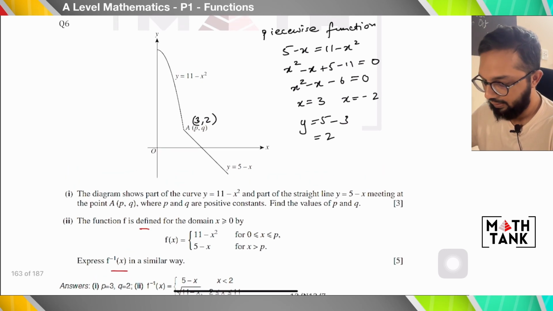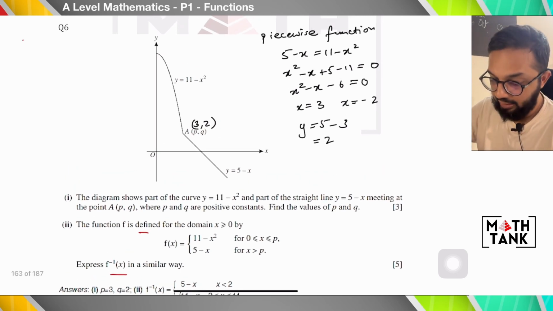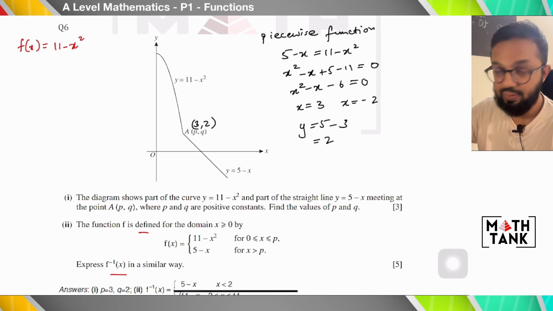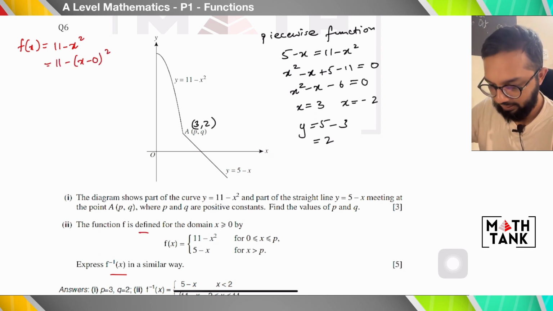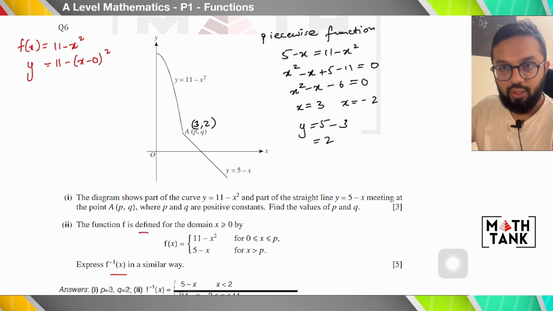The function f is defined for this. Express f inverse of x in a similar way. So I am going to start making the inverse since it's divided into two parts. The first one is a quadratic. So what I'm going to say is that I can see that this is already the completed square form. I can write it as x minus 0 whole square. So I can start with this.